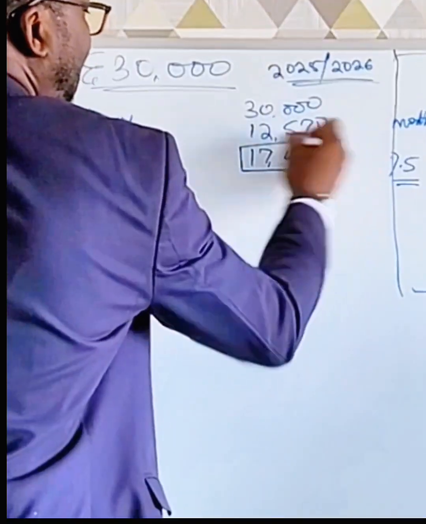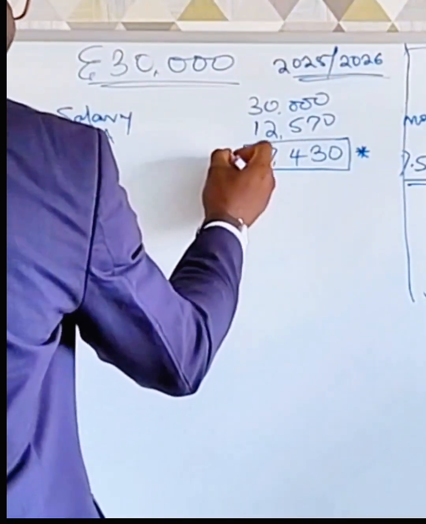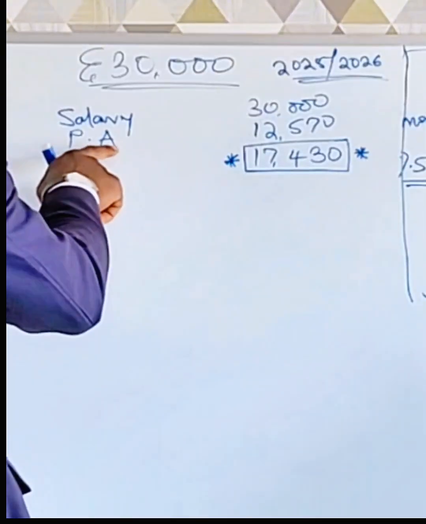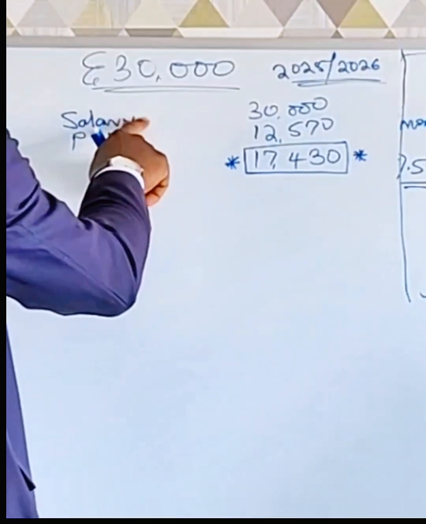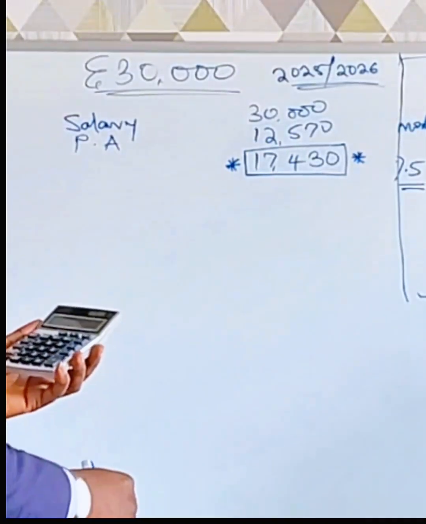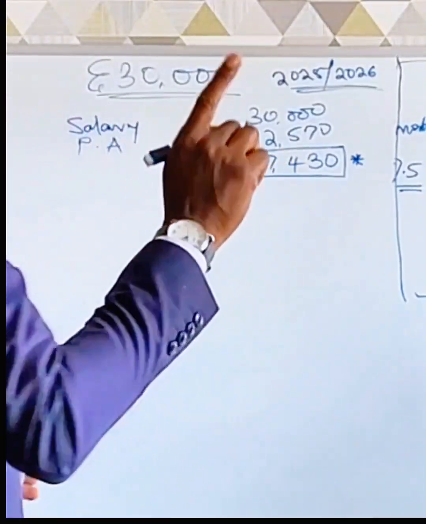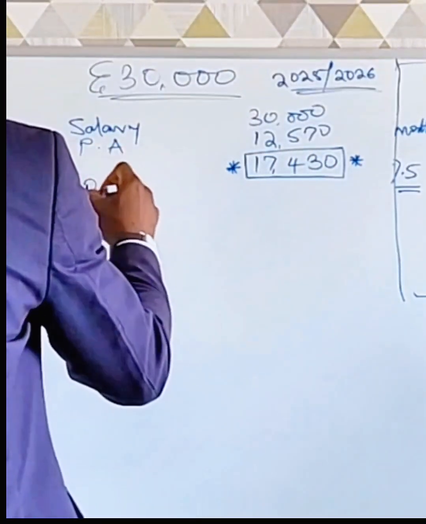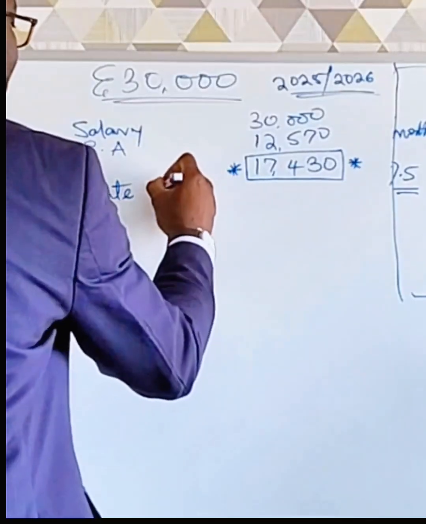So this, I want us to take note. We will be making use of this, right? When you take your personal allowance from your salary, we will make use of it in so many ways now. All right. Now, the next thing you need to do is to factor in the rate for this year, right?